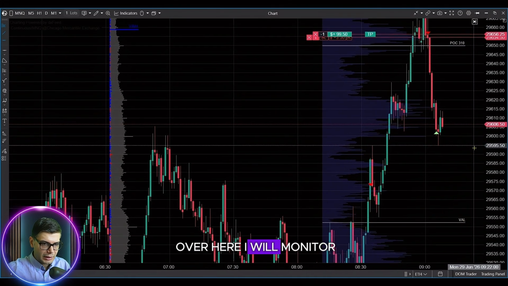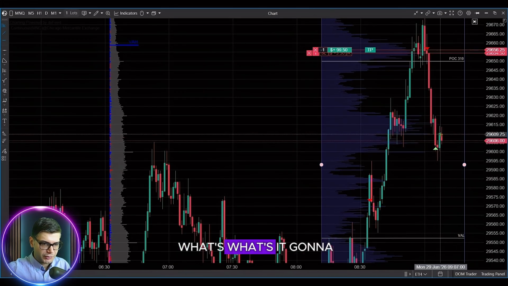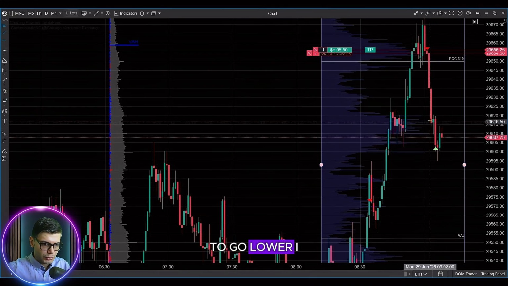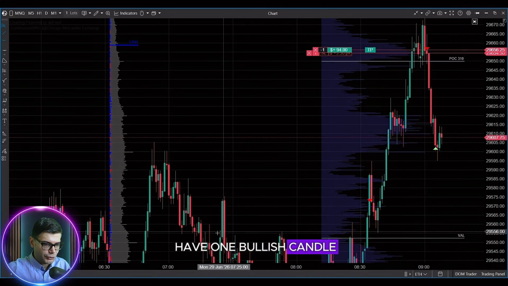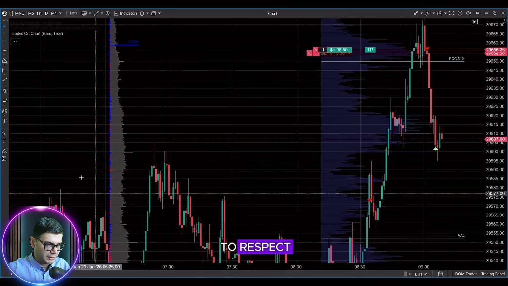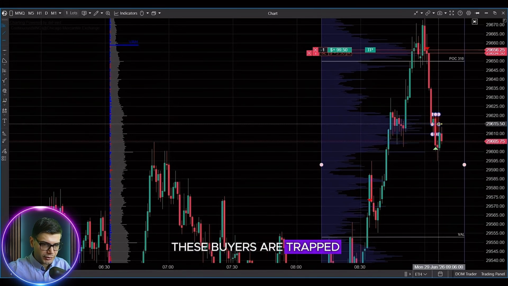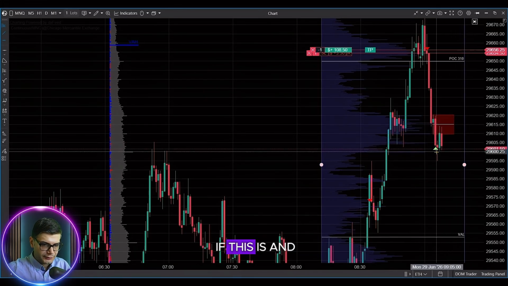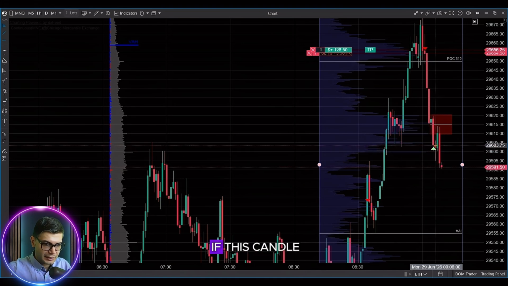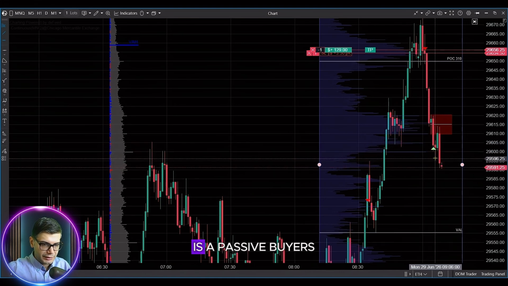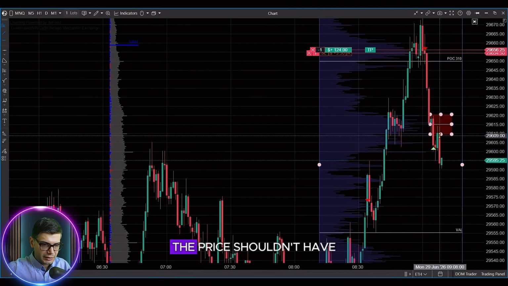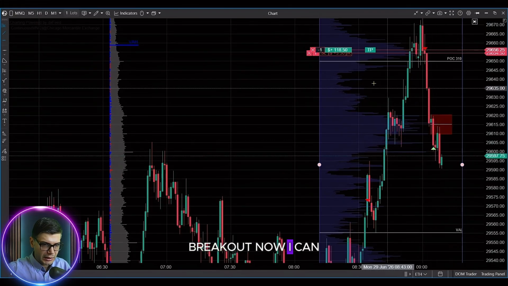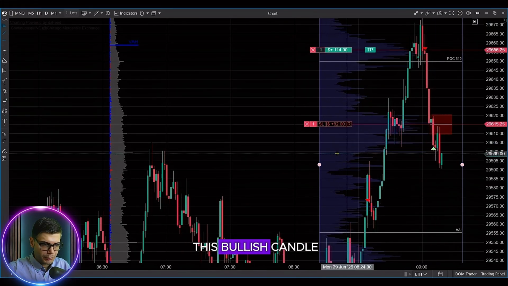Over here, I will monitor the price to see what it's going to do. Is it going to go higher or is it going to go lower? To go lower, I have one bullish candle, which the price has to respect. If these buyers are trapped, the price shall not close above it. And if this candle is a passive buyers in the market, the price shouldn't have closed below. So this is a good breakout. Now I can move this stop above this bullish candle.